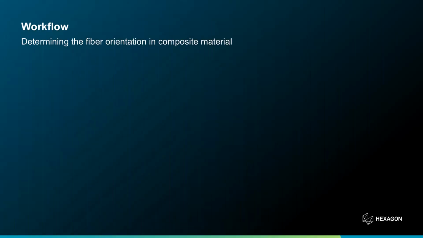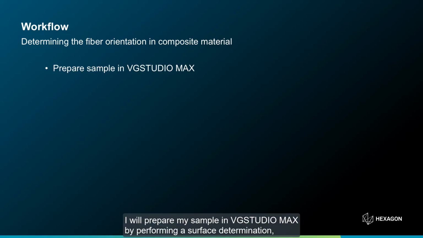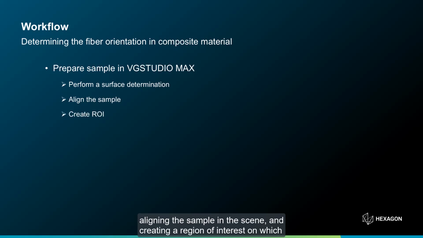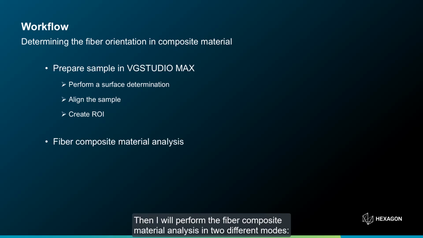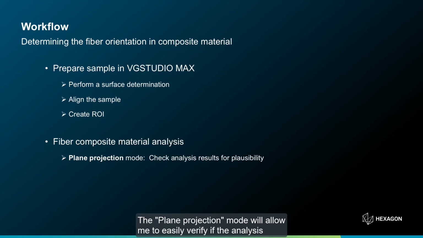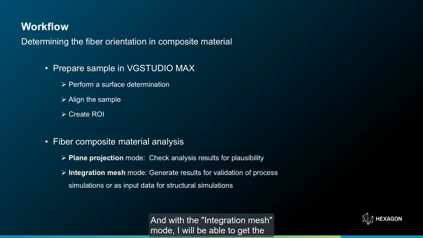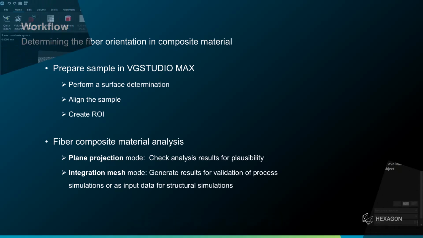And this will be our workflow. I will prepare my sample in VGSTUDIO MAX by performing a surface determination, aligning the sample in the scene, and creating a region of interest on which I am going to perform the analysis. Then I will perform the fiber composite material analysis in two different modes. The plane projection mode will allow me to easily verify if the analysis has worked well on my sample and check the analysis results for plausibility. And with the integration mesh mode, I will be able to get the information about the orientation tensor in the right format. Okay, seems like we've got quite some work ahead of us, so let's get started.